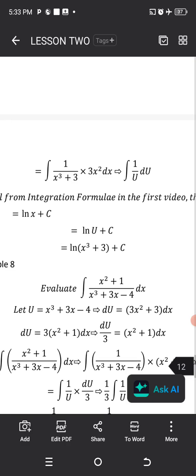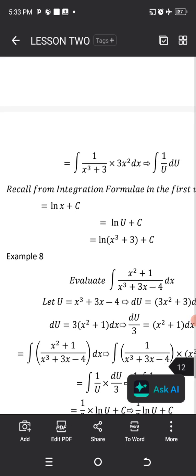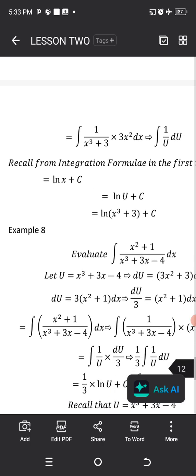Then you replace u with x raised to power 3 plus 3. That is why you have ln of parentheses x raised to power 3 plus 3, plus the constant. So example 8.